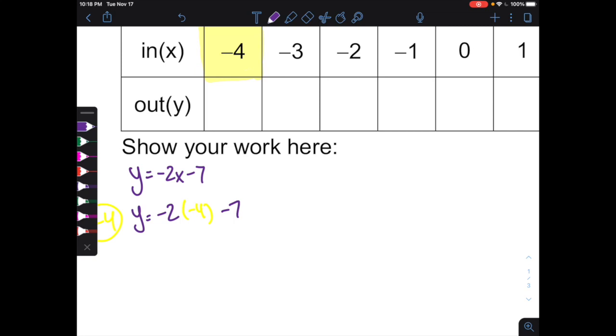Okay, and so my job is to figure out what does y equal when x is negative 4. y equals negative 2 times negative 4 is positive 8 minus 7. y equals 8 minus 7 is 1. So my number here is going to be 1. Alright, and I'm going to use this rule every time. So that's why this is key.